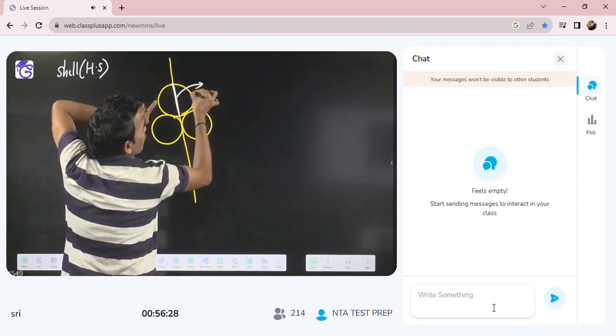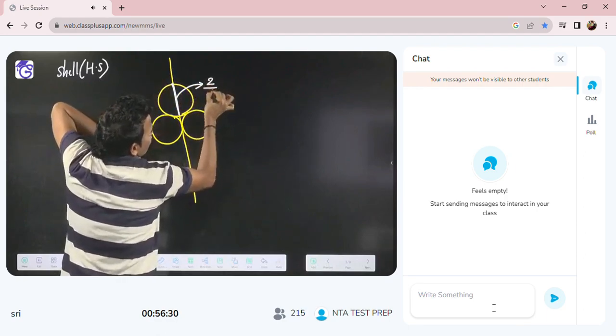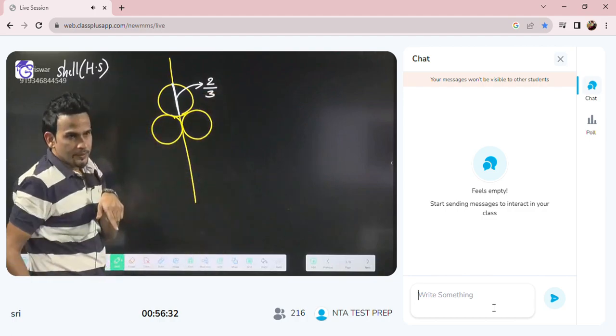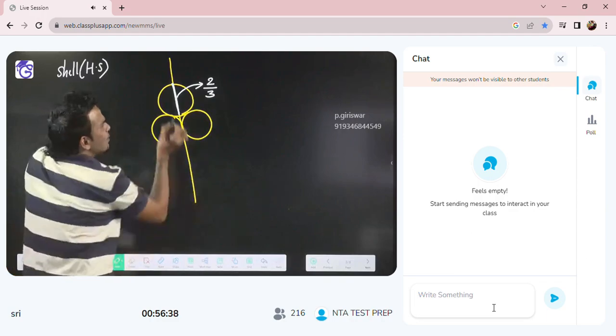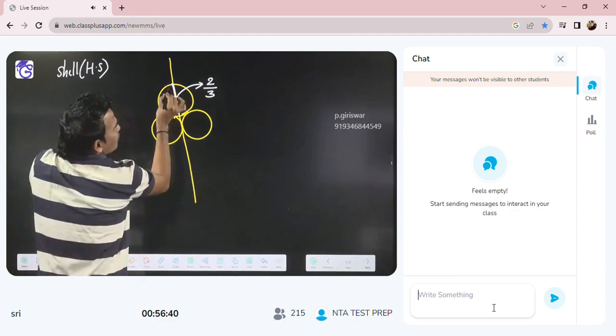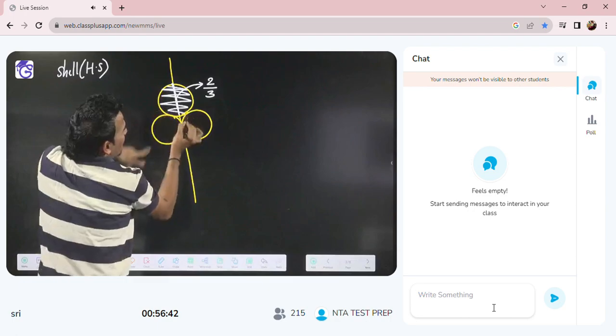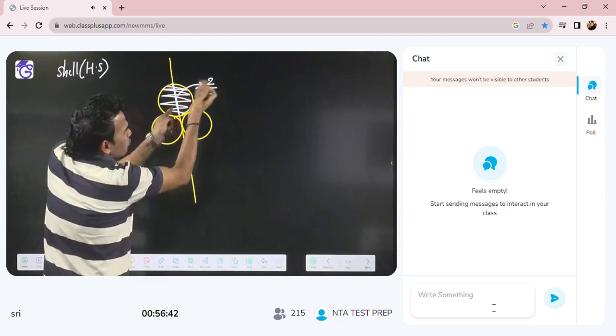You know for a hollow sphere about the center it is 2/3 mr square. Our answer will come 4 mr square, 12/3. This is a hollow sphere. For this hollow sphere, the axis is the center. So for the center axis you studied 2/3 mr square.